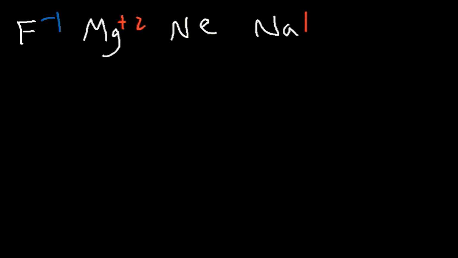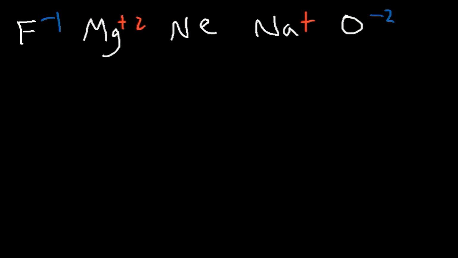Now let's try a problem. Let's say we have the following ions: the fluoride ion, the magnesium cation, an atom of neon, the sodium cation, and the oxide ion.